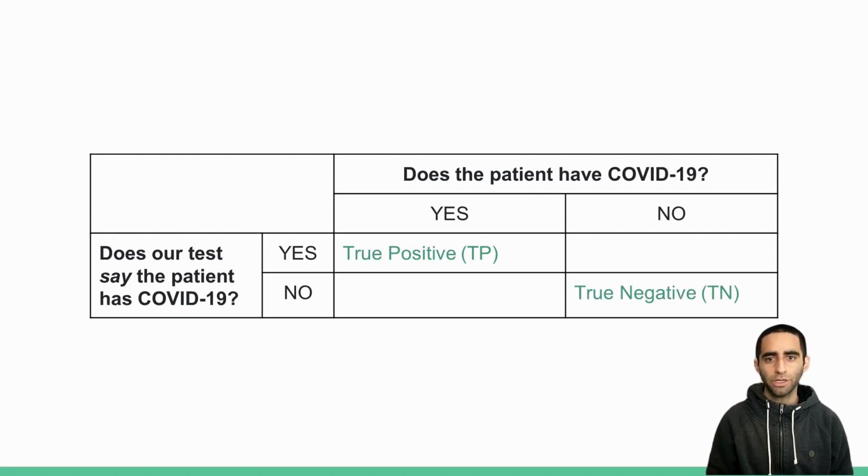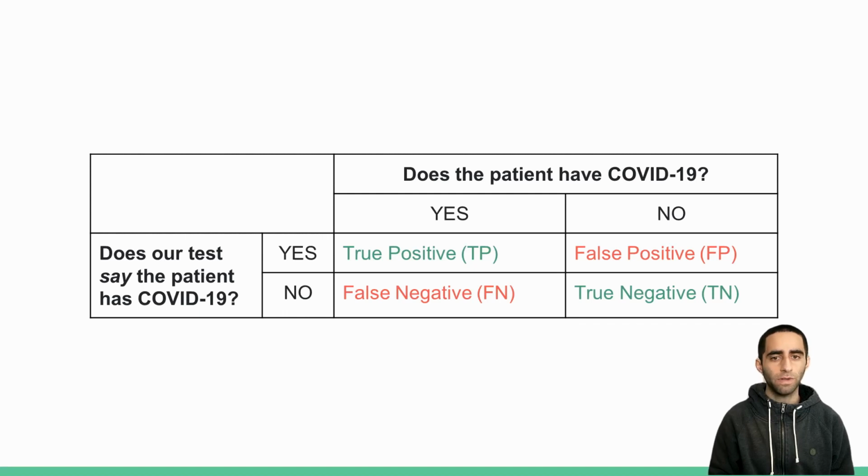If our test says that the patient does not have COVID-19, or in other words, our test is negative, and the patient actually does not have COVID-19, we would call that a true negative. However, if our test says that the patient does have COVID-19, in other words, our test is positive, but the patient in fact does not have COVID-19, we would call that a false positive. Similarly, if our test says that the patient does not have COVID-19, in other words, our test is negative, but the patient actually does have COVID-19, we would call that a false negative.